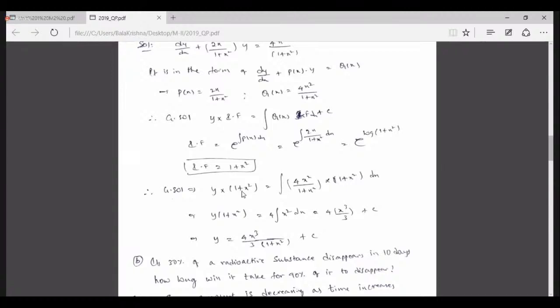So y into integrating factor is equal to integral q of x, that is 4x square by 1 plus x square, into integrating factor 1 plus x square. This and this get cancelled, remaining with 4x square. So the integration is 4x cube by 3, and this will be your answer.